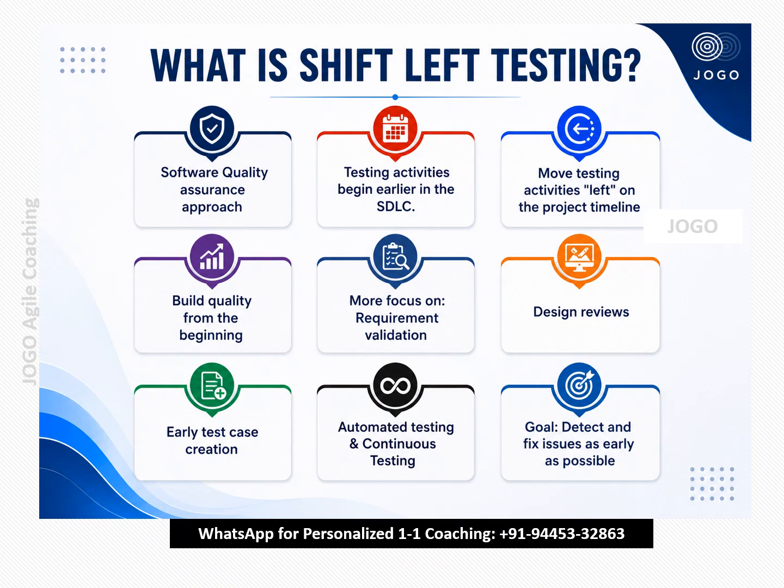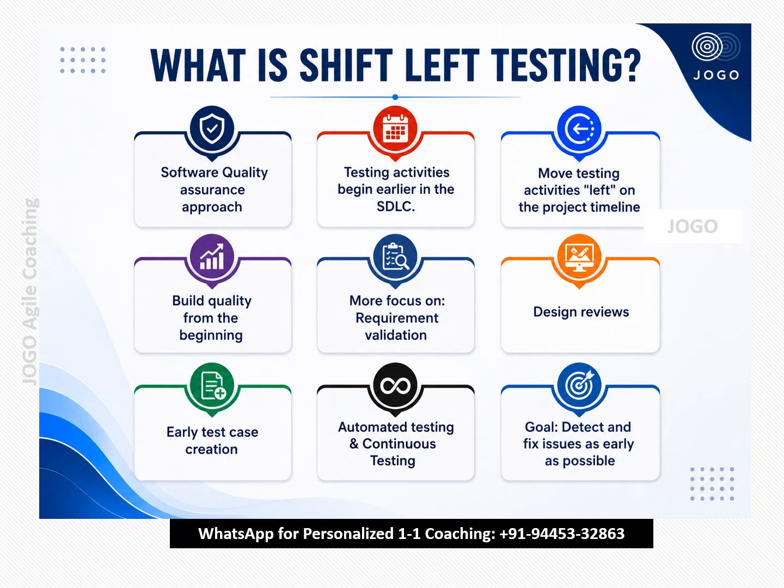For example, we will give more focus on requirement validation. That means we will be validating the requirements and we will avoid any gaps in the requirement phase itself. We will do thorough design reviews. If any gaps are identified, they will be fixed in the design review itself. And we will create the test cases very early and they will be reviewed with all the stakeholders. And we will try to automate the testing and also continuously do the testing throughout the entire process. And here the goal is to detect and fix the issues at the earliest.